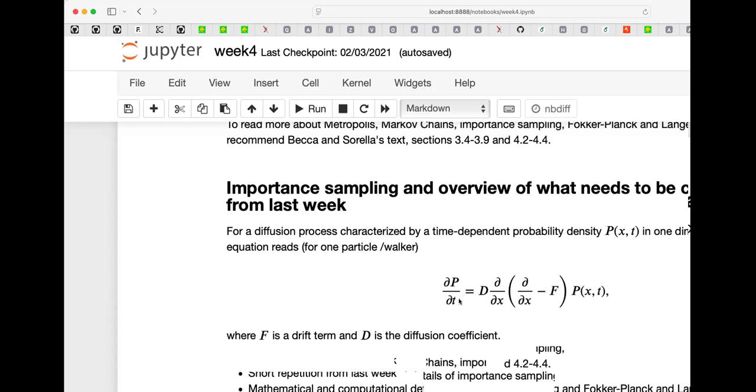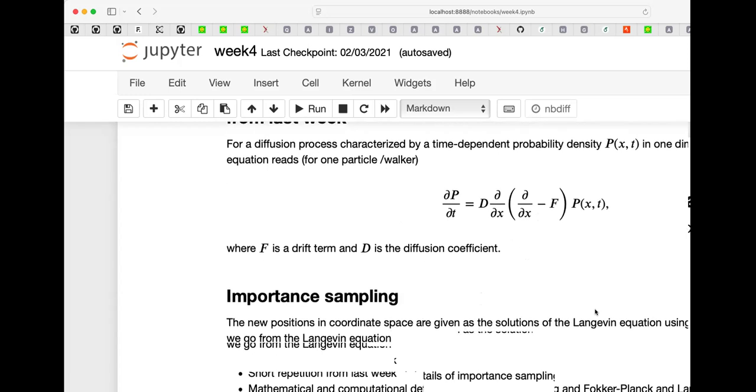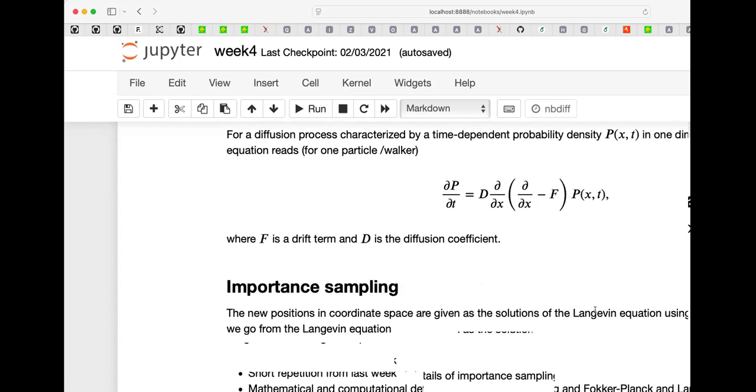And when this P becomes time independent, then obviously there is a zero on the left-hand side here. And then you can actually solve this differential equation analytically. We can also solve it analytically with specific types of forces. And we are coming back to that in the lecture today.